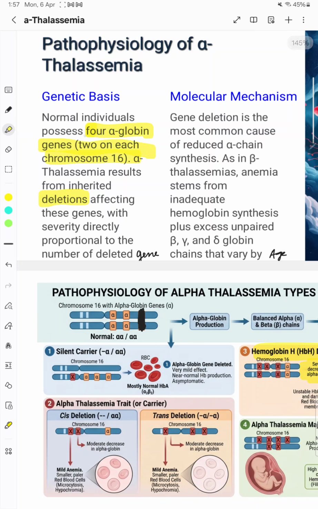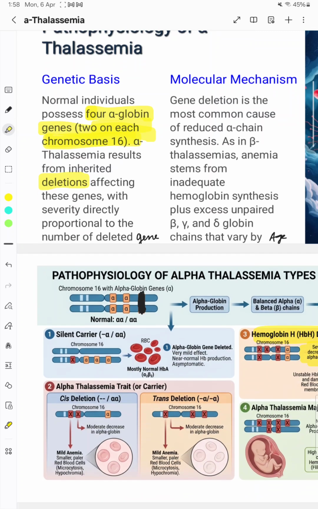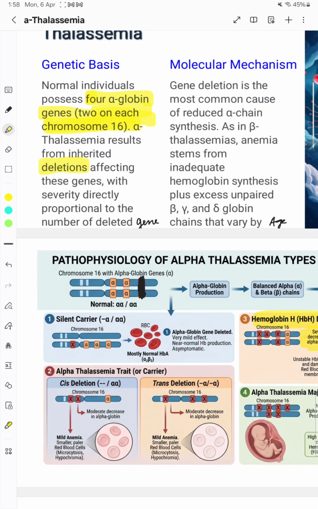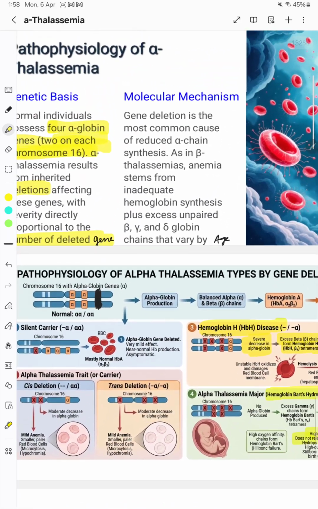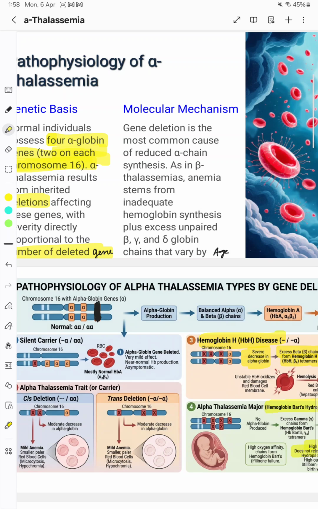The normal individual possesses 4 alpha globin genes, 2 on each chromosome 16. Alpha thalassemia results from inherited deletions affecting these genes, with severity directly proportional to the number of deleted genes. More genes deleted will result in a more severe disease.